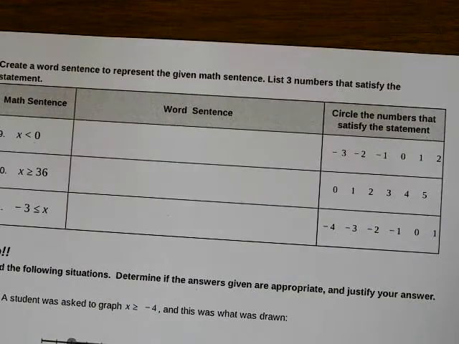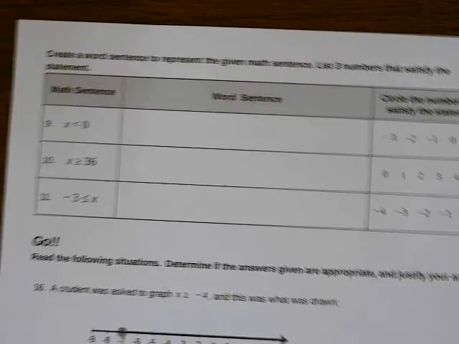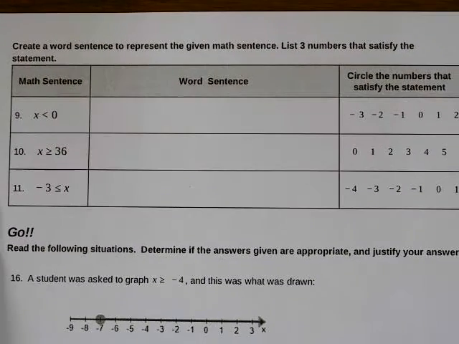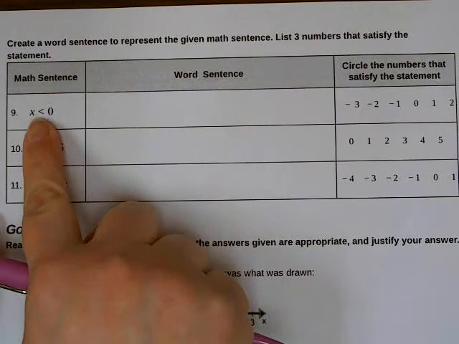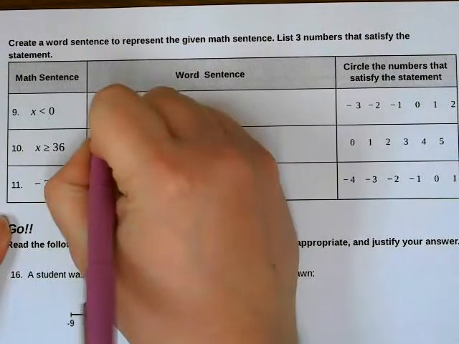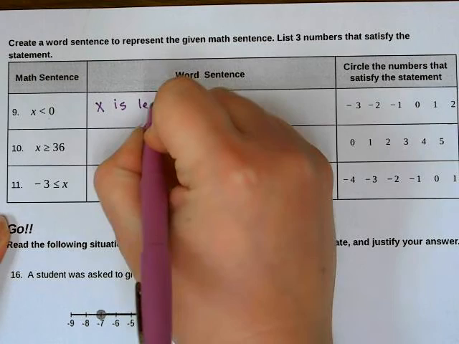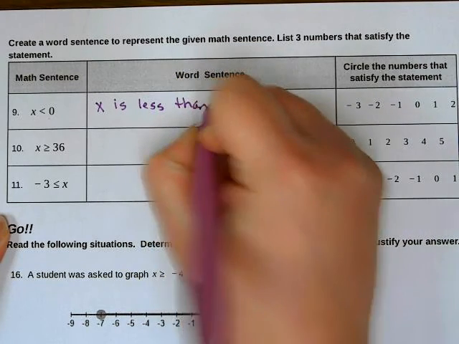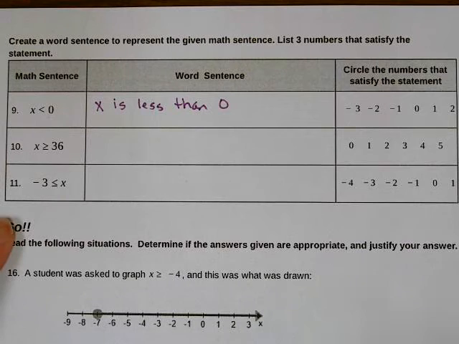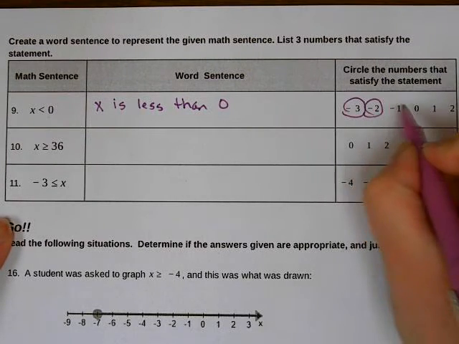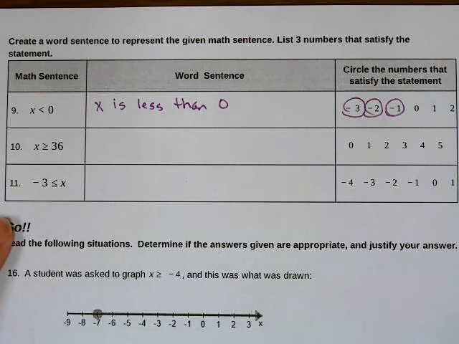All right, moving on. So now we're going to go the other way. Now I'm going to give you an inequality, and you need to write the sentence that goes along with it. So this symbol here is the less than symbol. So this says x is less than 0. So if we think about numbers that are less than 0, they have to be negative. So -3, -2, and -1 would work for that.